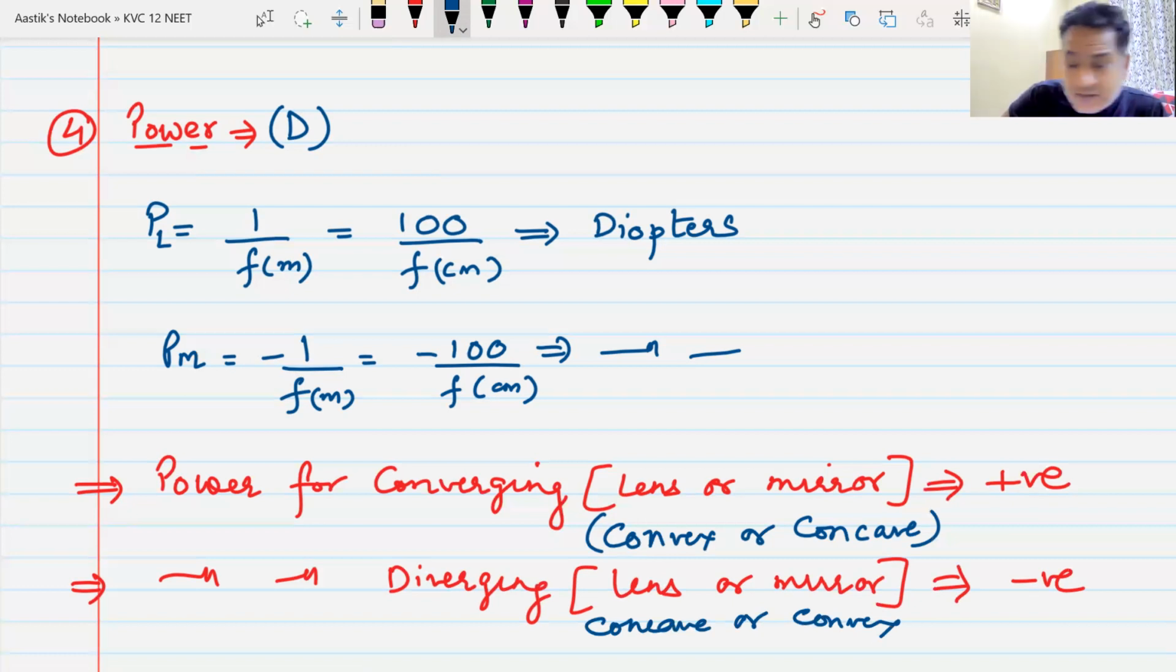And as you can see, it is quite clear from the formula for power. In the formula for power for a lens, it is 1 by f. So for a concave, it is negative. For a convex, it is positive. The formula of power for a mirror is minus 1 by f. So for a concave, it is positive. For a convex, it is negative. Do we understand this?